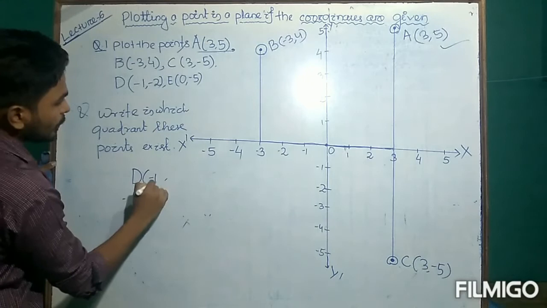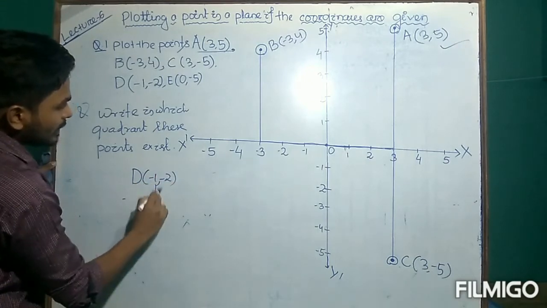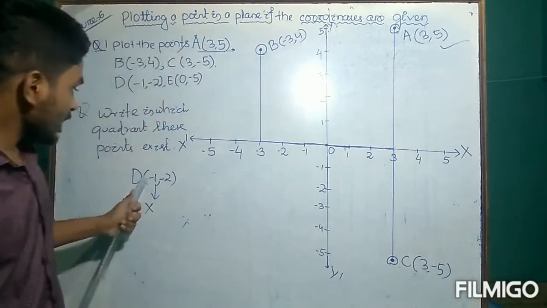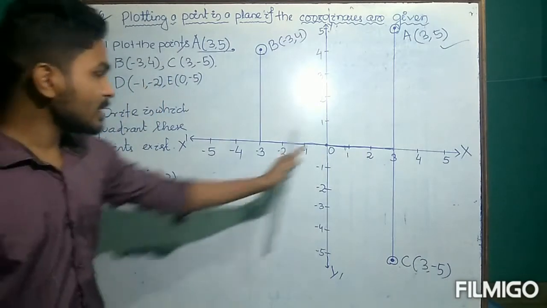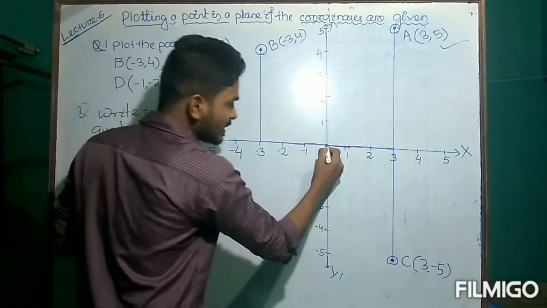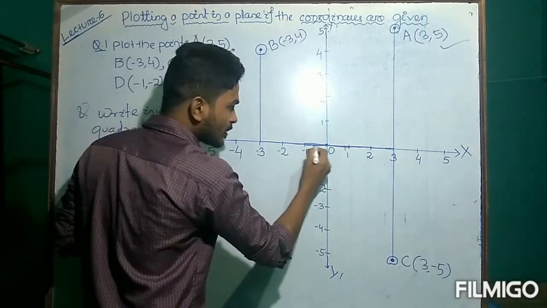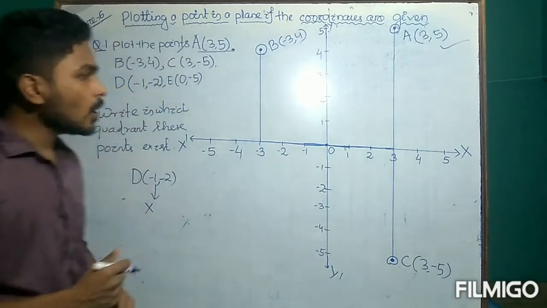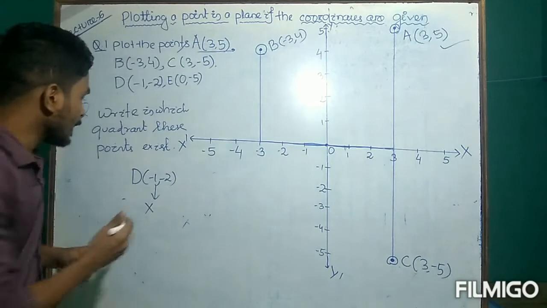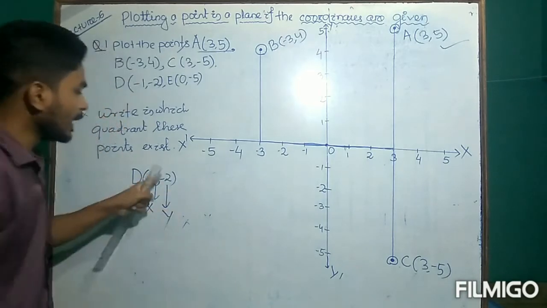Next, the point D (-1, -2). In this point, the x coordinate is -1. Since the x coordinate has a negative value, it is towards the left-hand side. So start your journey from the origin and move up to how many units? -1 unit, or 1 unit in the negative direction. Then here the y coordinate is -2.